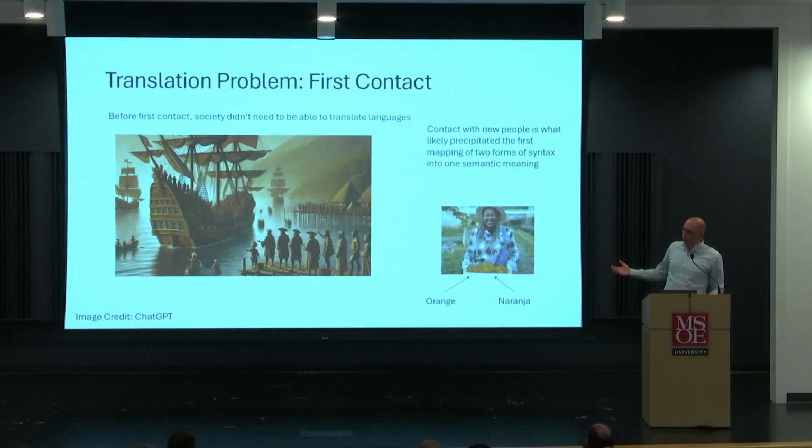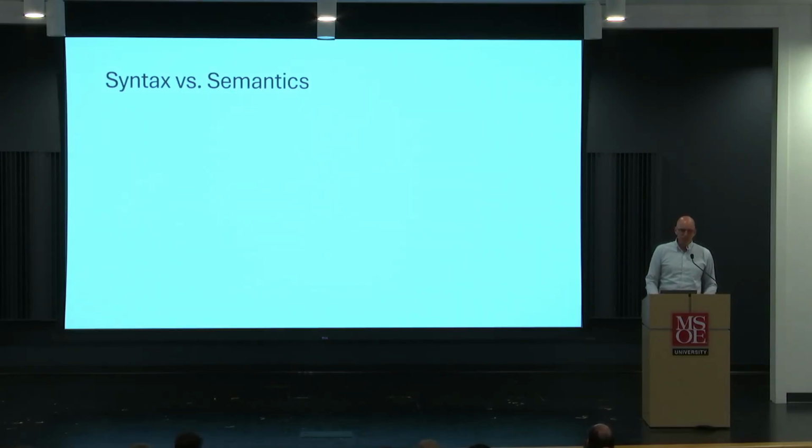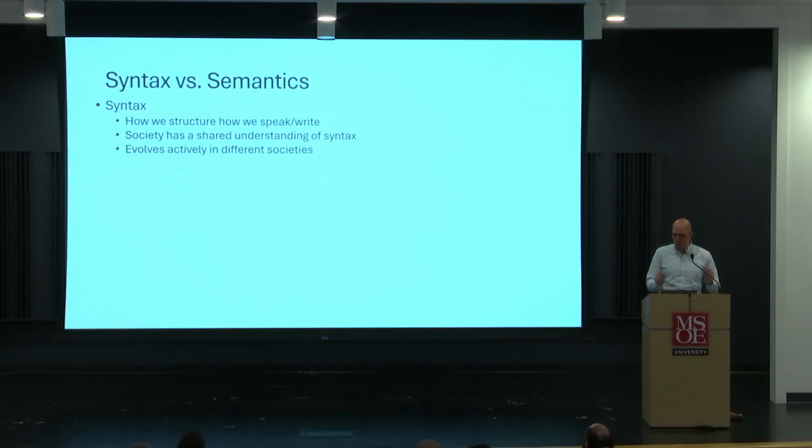So once we started interacting with people of different cultures, we had different ways of describing the same thing. We needed a way to map those things together, right? And that's really what precipitated the need for us to be able to translate. So this is a great opportunity to talk about the difference between syntax and semantics. I gotta squeeze in a little of the theory stuff here, right?